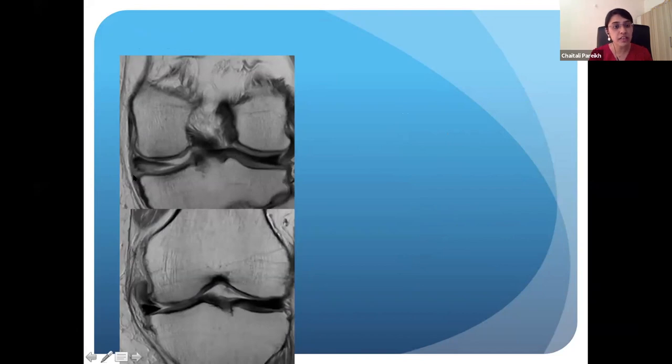So whenever you see such a tear, please keep an eye and look out for meniscal flaps, which can be displaced either in the gutter. Common sites are in the superior or inferior gutter, adjacent to the posterior root attachment or adjacent to the posterior cruciate ligaments. So these are the common sites where the meniscus flap tends to be displaced.